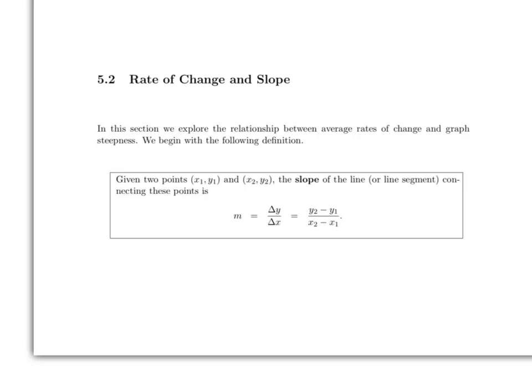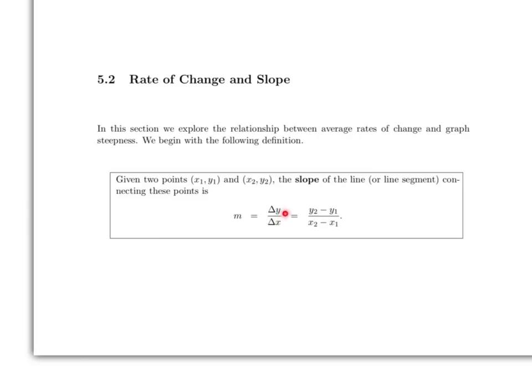In this screencast, we explore the relationship between the average rate of change and the slope. So we start by giving the definition of the slope of a line. Suppose you are given 2 points in the plane, x1, y1 and x2, y2. The slope of the line or line segment that connects these points, we're going to call m. The slope of that line is delta y over delta x.